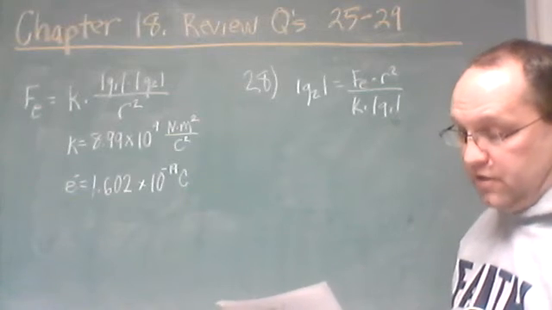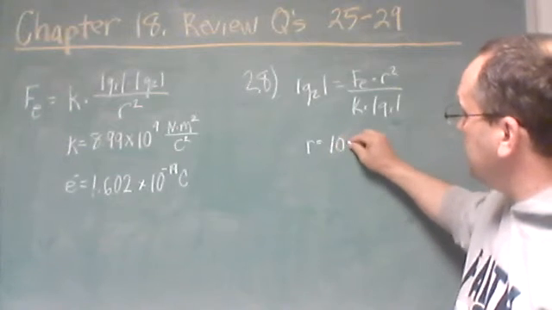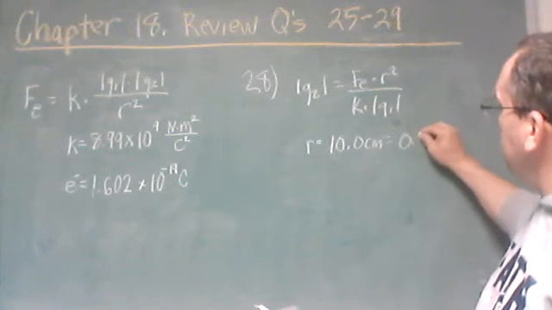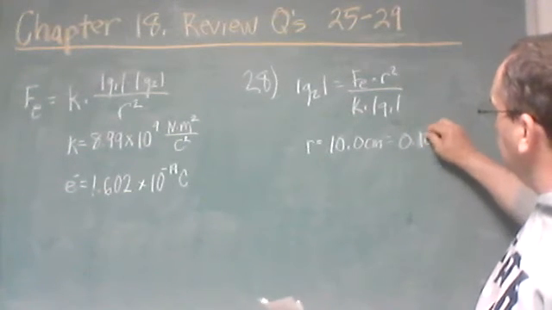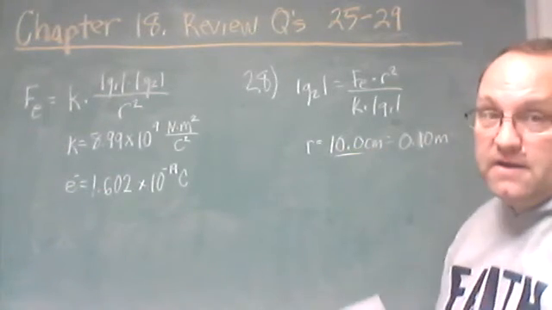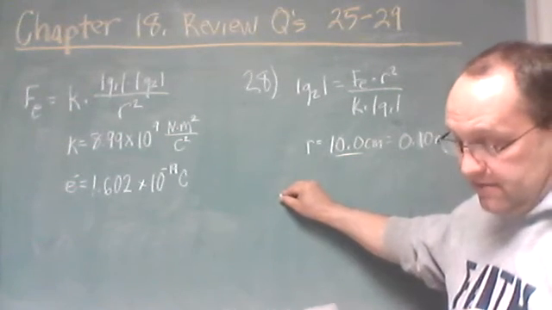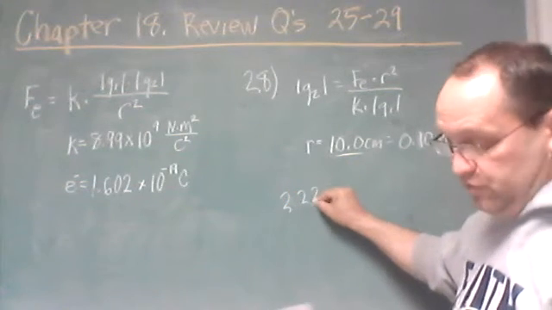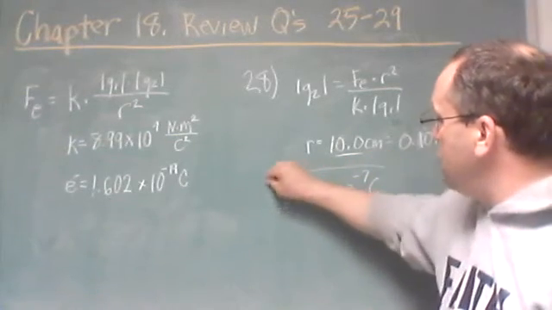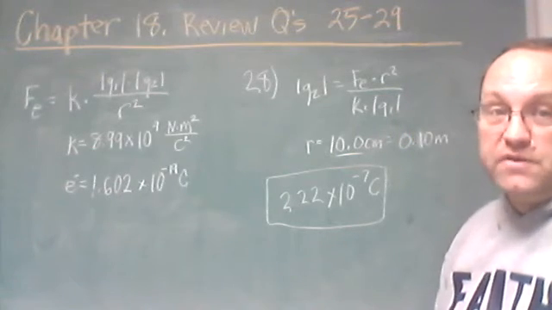Another thing to be aware of: R, they give us in centimeters, 10.0 centimeters. We're going to change that to 0.10 meters because we need to have that in meters. So be careful of that in that particular problem. When you plug things in and solve, it should come out to 2.22 times 10 to the minus 7th coulombs. So get your math to work out on that particular problem.